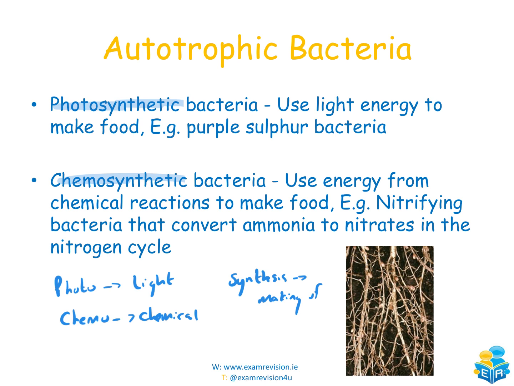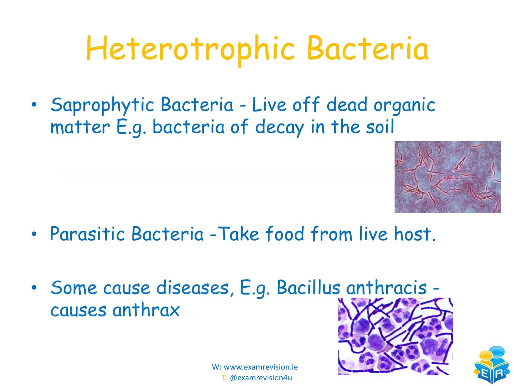Okay, and that's exactly what it says here. So photosynthetic bacteria, they use light energy to make their food, and an example of that would be purple sulfur bacteria. Whereas chemosynthetic bacteria will use energy from chemical reactions to make food. So an example of this would be nitrifying bacteria, which convert ammonia to nitrates within the nitrogen cycle, which is something that you look at as part of ecology.